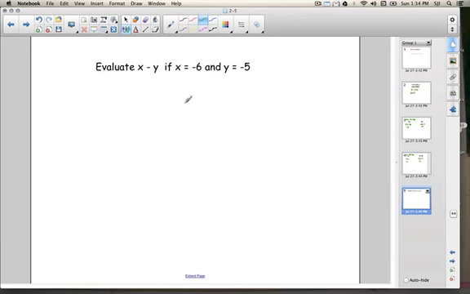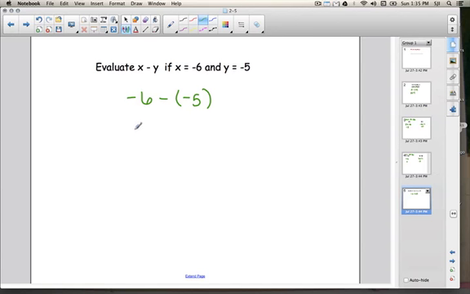One last example for us to look at. Here it says, evaluate x minus y if x equals negative 6 and y equals negative 5. That means anywhere we see x, we can substitute in negative 6, and anywhere you see y, you can substitute in negative 5. So the very first thing I'm going to do is rewrite this. So it's going to be negative 6 minus negative 5. It's usually a good idea, if you have a minus sign followed by a negative number, to put it inside parentheses so you don't get lost.